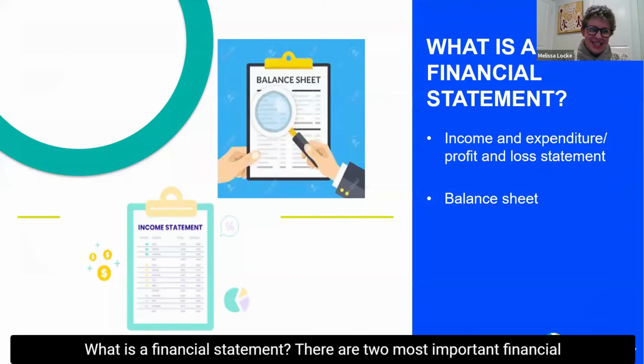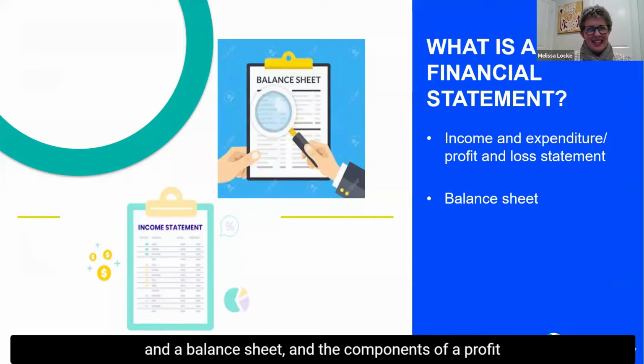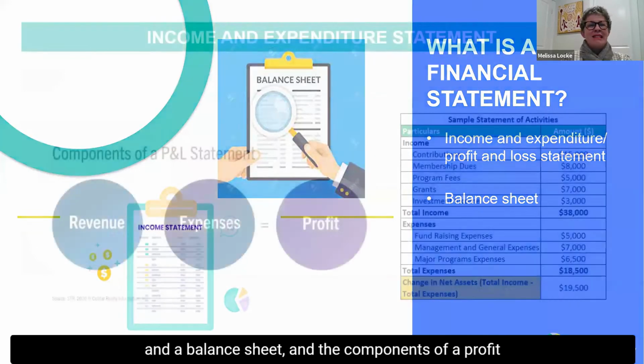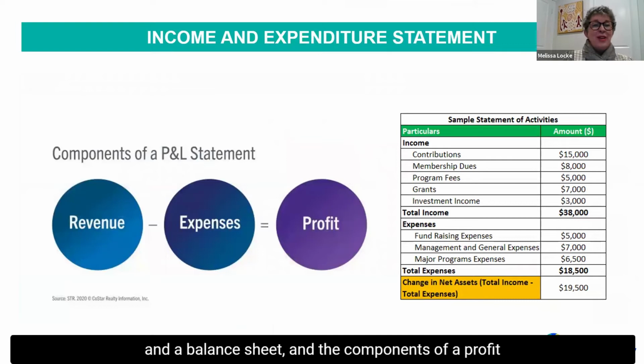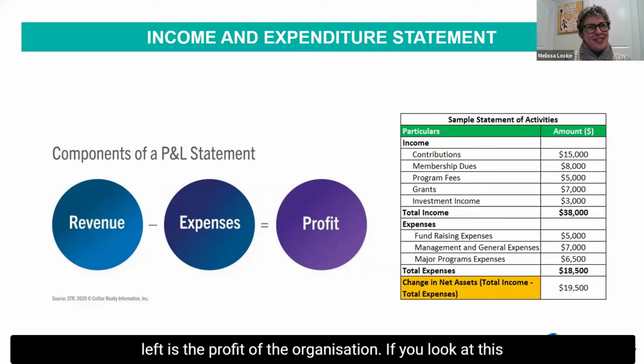What is a financial statement? There are two most important financial statements: an income and expenditure or profit and loss statement and a balance sheet. And the components of a profit and loss statement are pretty simple. They involve revenue or income, expenses, and whatever's left is the profit of the organisation.